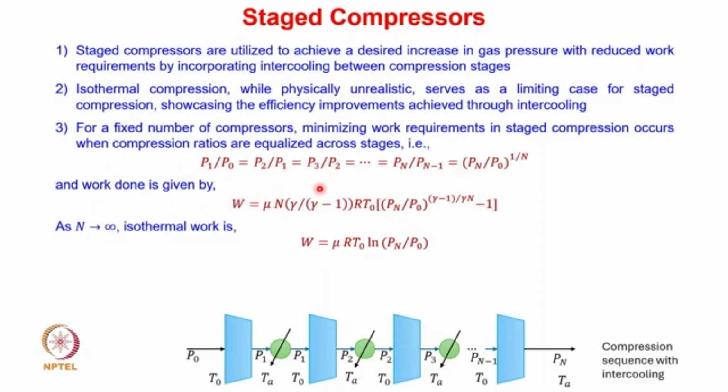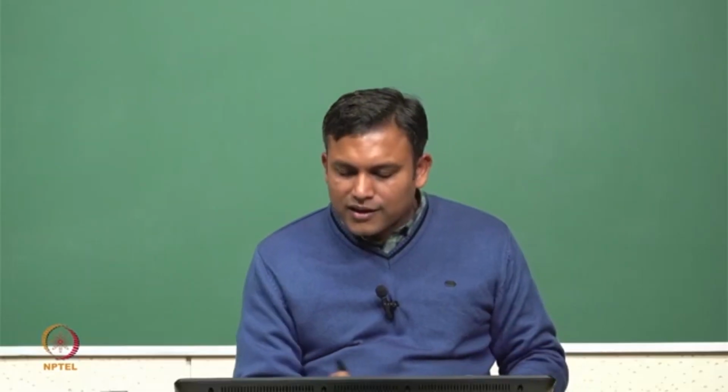So the work done in such staged compressors, W, is given as mu into N, where N here is the total number of compressors used, into gamma divided by gamma minus 1 into RT naught, and in the bracket it is Pn by P naught raised to the power gamma minus 1 divided by gamma n, minus 1. So you can see that this particular equation is used when I have n such compressors in series one after another.